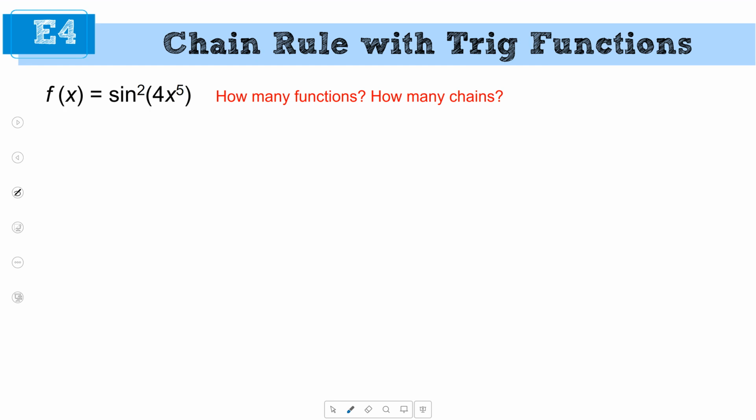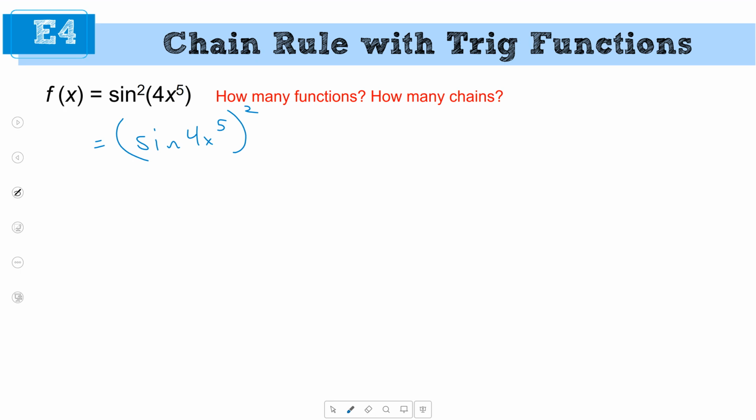Good. Okay. So for some of you to visualize it, it might be easier to write this as sine of 4x to the fifth, all of that squared, because that's the same thing as sine squared. Catherine, back to you. What function is on the outside? What's the outer layer of the onion? The square, the exponent. Beautiful.